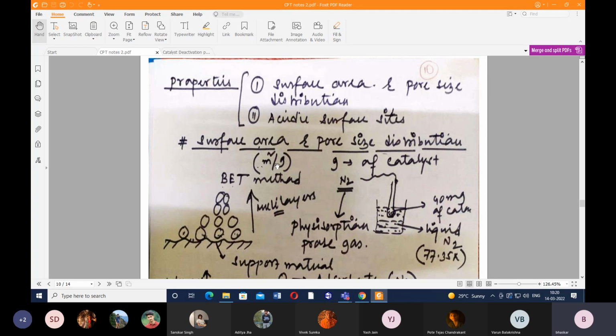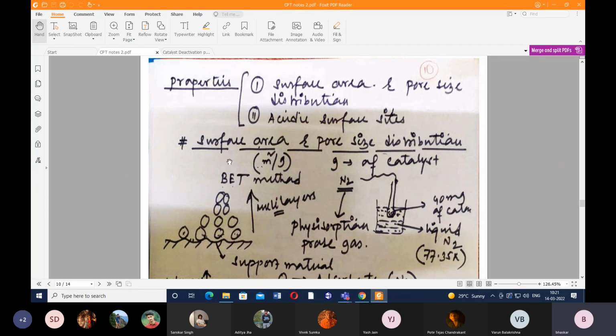Before going into the detail of this, let me tell you that surface area is determined in terms of meter square per gram of catalyst. So our basis is 1 gram of catalyst. And the method is called the BET method, that means the Brunauer-Emmett-Teller method.